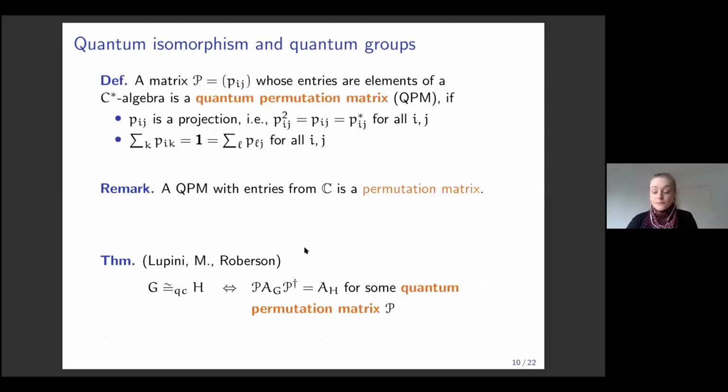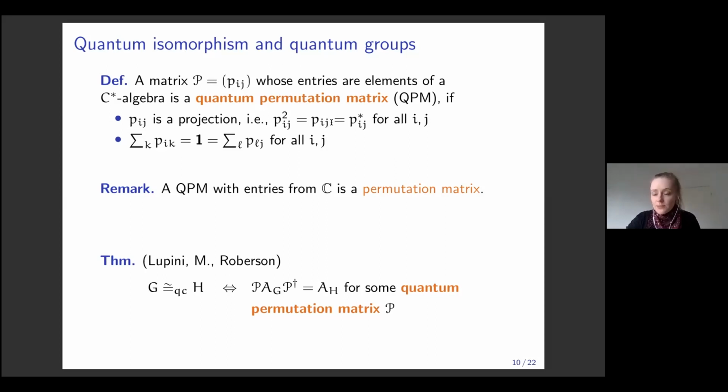All right. Next, I want to show you how we can reformulate quantum isomorphism in the language of quantum groups. To do this, I need to explain this notion of quantum permutation matrix. And this is something that is studied in this area of quantum groups. This is a generalization of a permutation matrix where you allow your matrix entries to not just be numbers, but you allow them to be elements from some C-star algebra. For instance, this could be the algebra of matrices. So now you have a matrix whose entries are matrices themselves. And you need two requirements. The first one is that your entries are projections.